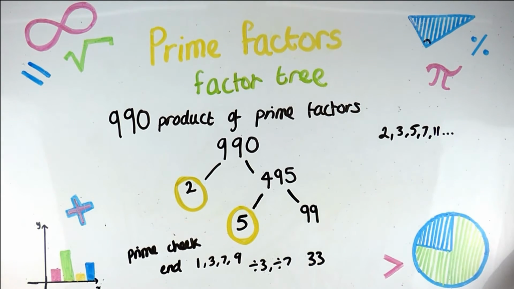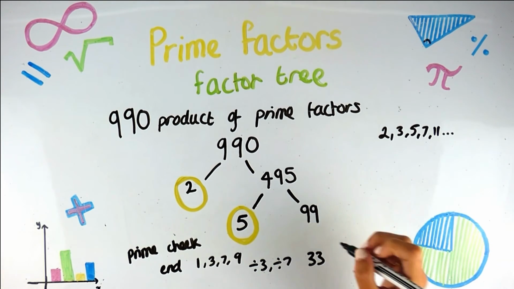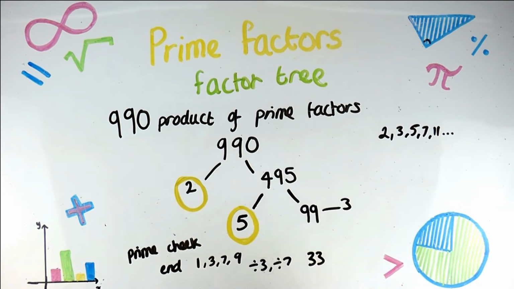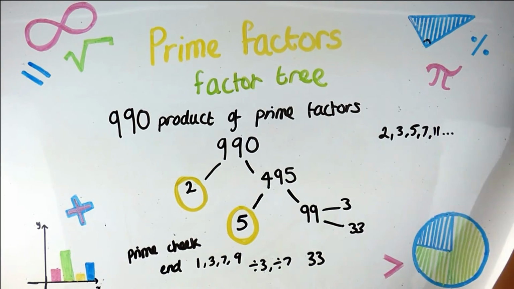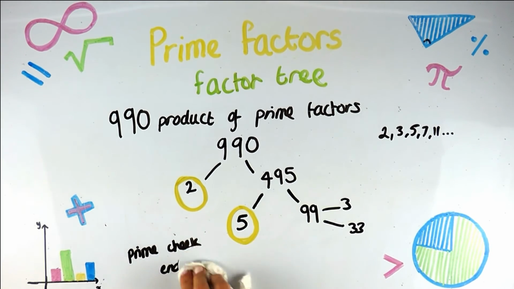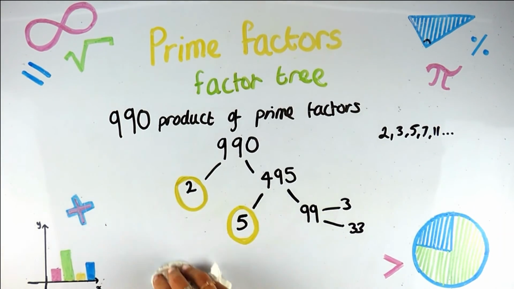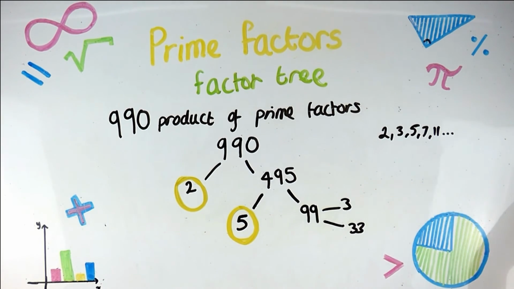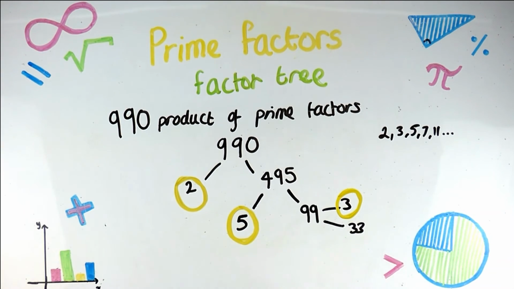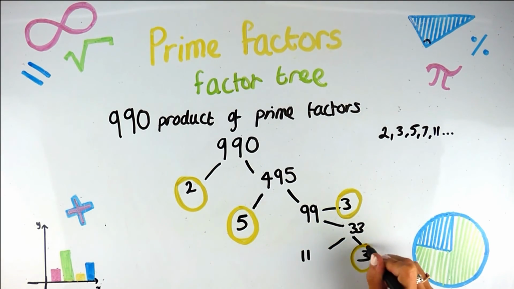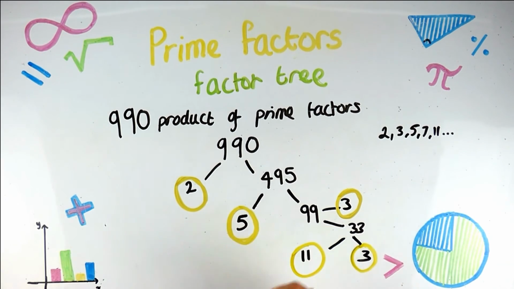Oh, therefore it's not a prime number because 3 goes into it. So 3, and it goes in 33 because 3 times 33 is 99. Okay, so if you don't know if a number is prime, you can do that quick check. Right, looking at my list, I can see that 3 is a prime number, so I want to circle it. Then I know 33 goes into 11, 3 times. 3 is a prime number, and so is 11, so I circle that.